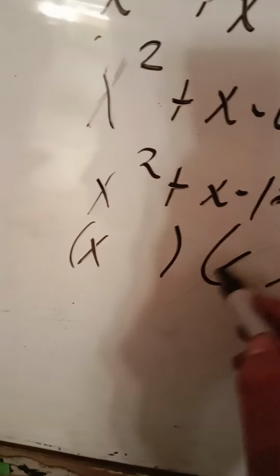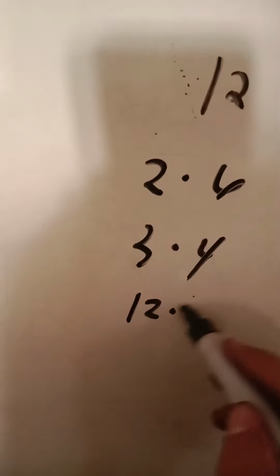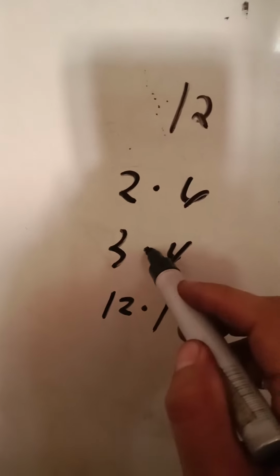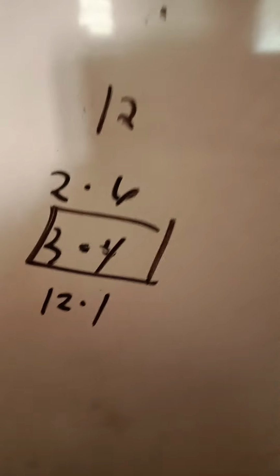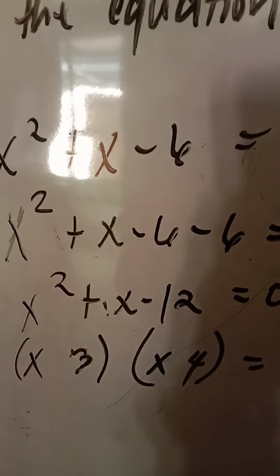The common is the x. You have to find the factors of 12: 2 times 6, 3 times 4, 12 times 1. And you have to find which pair makes the middle term positive 1. So you have to use the 3 and 4. So 3 and 4, then the sign is positive 1.